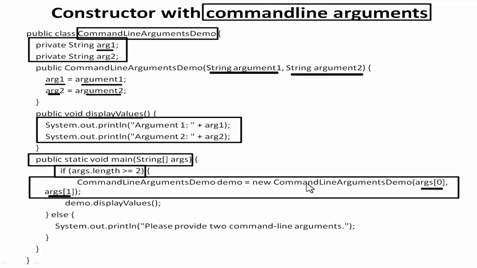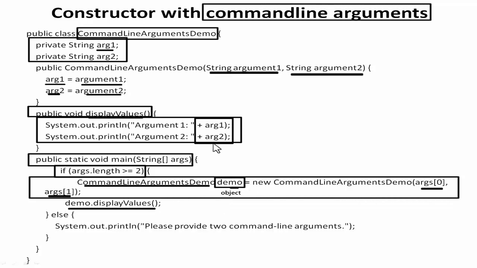In the meanwhile, we are creating an object. The object name is demo. CommandLineArgumentsDemo is the class name, and demo is an object name. So here what is demo? Demo is an object and you have accepted two parameters. Next you need to display the values which you have given here. DisplayValues has to display two items, which are argument 1 and argument 2. Now by using the object only you can access it. Demo is an object, demo.displayValues. So it has to print argument 1 and argument 2.